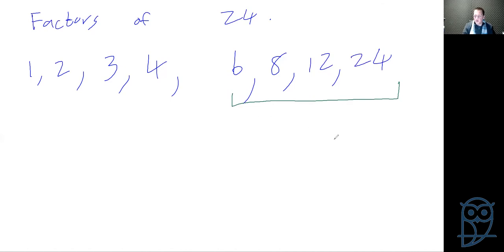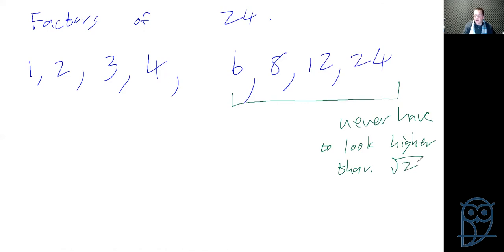So it is important, and an easy thing to remember, that you never have to look higher than the square root of the number. So for example, here the number is 24. So you never have to look higher than the square root of that number. And I will show you why from the next example.